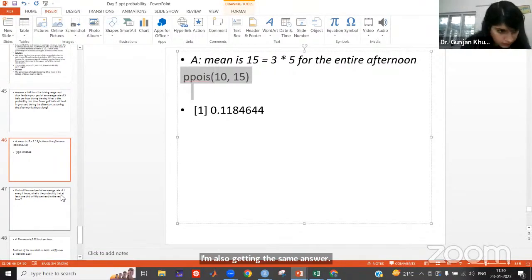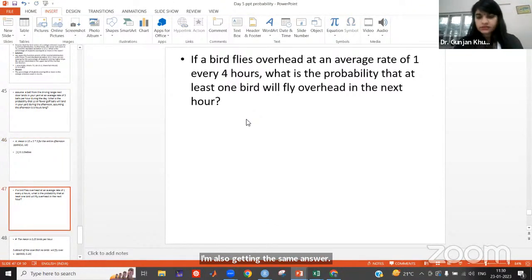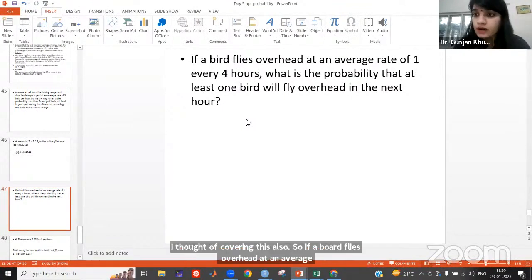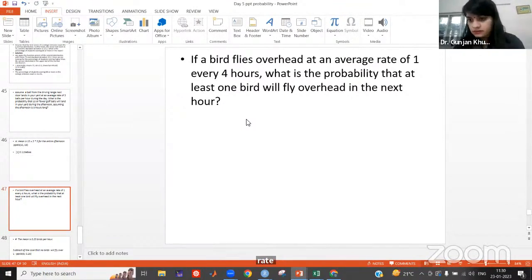Okay, fine. So let us do one more question, which is somewhat a little bit different. I thought of covering this also. If a bird flies overhead at an average rate of 1 every 4 hours.